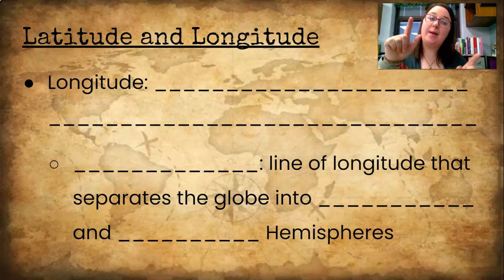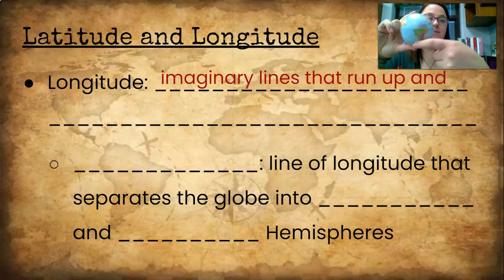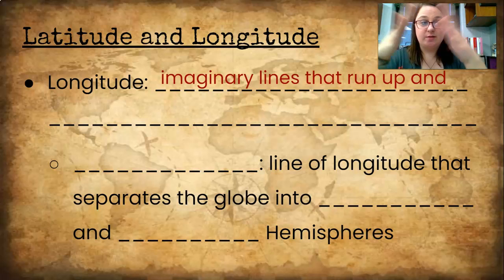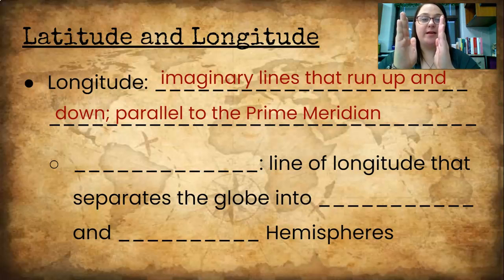Longitude lines then are the opposite. Longitude lines are imaginary lines that run up and down. In this case, it's going to be the ones that come up and down like this. Longitude lines are going to have west and east directions on them because it separates the globe into those two sections. It runs parallel to the prime meridian.